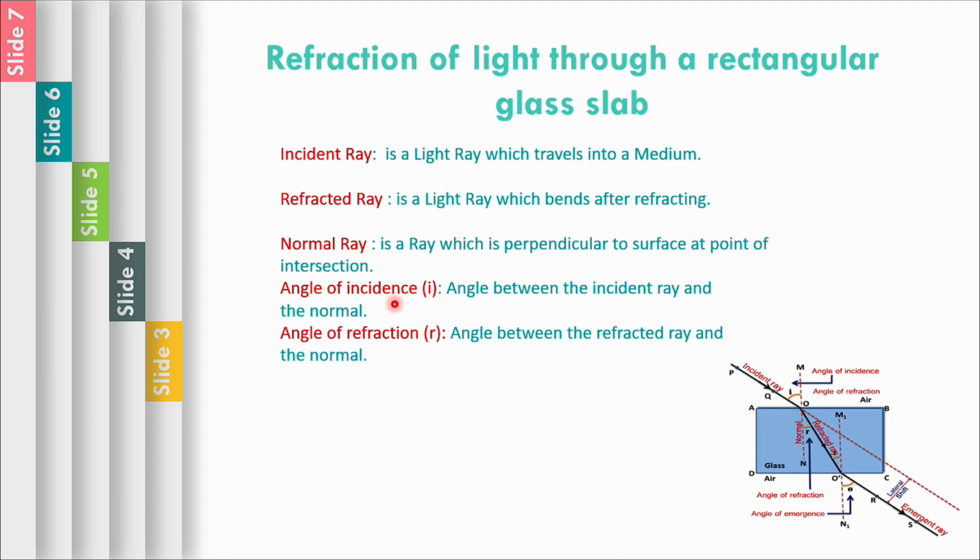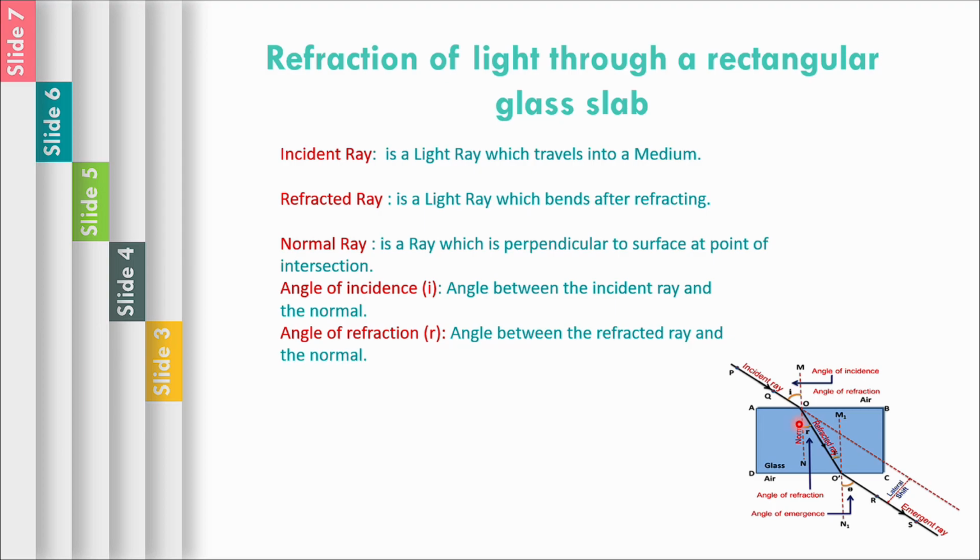Then angle of incidence. The angle of incidence is the angle between the incident ray PQ and the normal MN. This one, I, is the angle of incidence. Next one is the angle of refraction. What is the angle of refraction? It is the angle between the refracted ray and the normal.